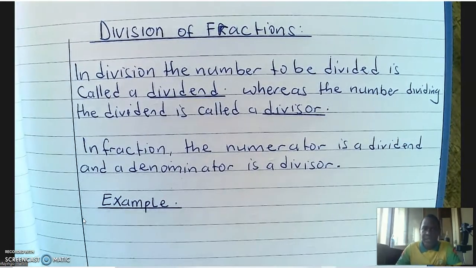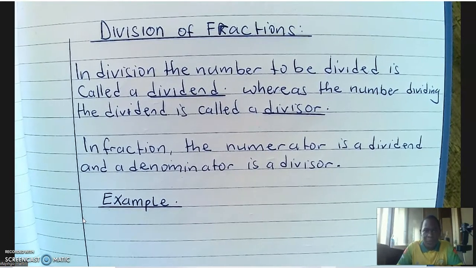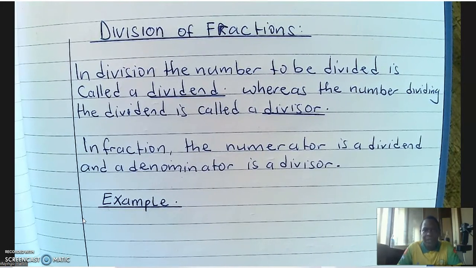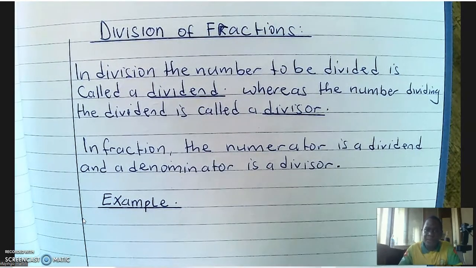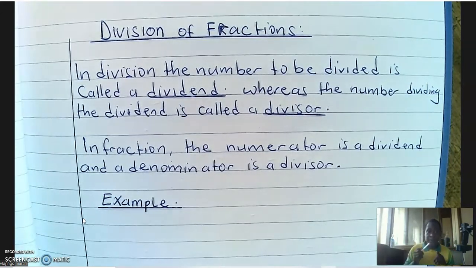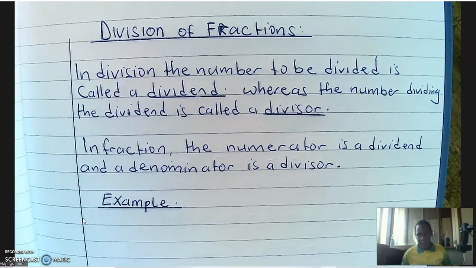Without wasting time, let's jump into division of fractions. As you can see on my screen, in division of fractions we have two parts which we need to understand: a divisor and a dividend. I've made it simpler by defining each term. In division, the number to be divided is called a dividend, whereas the number dividing a dividend is called a divisor.